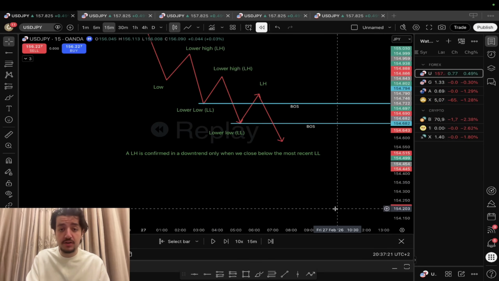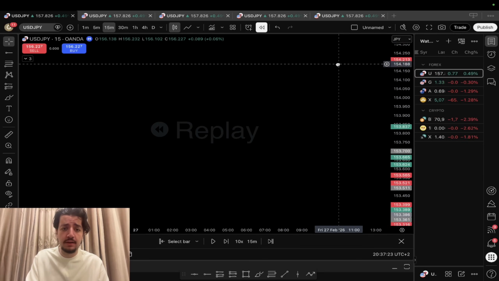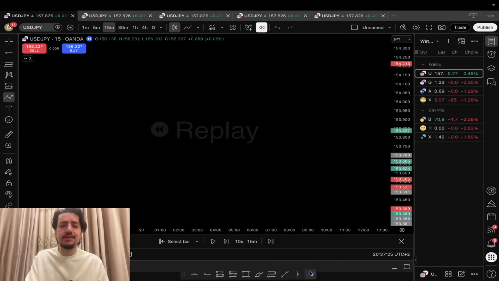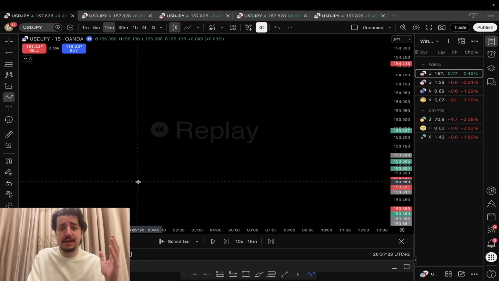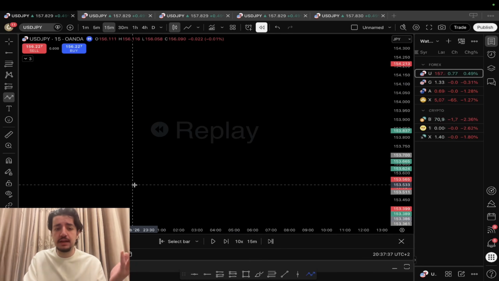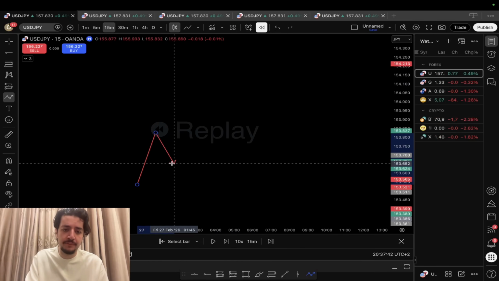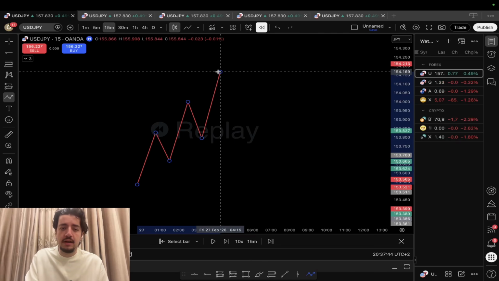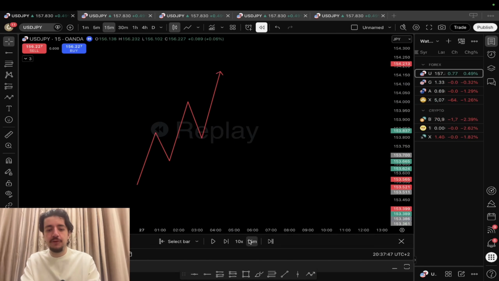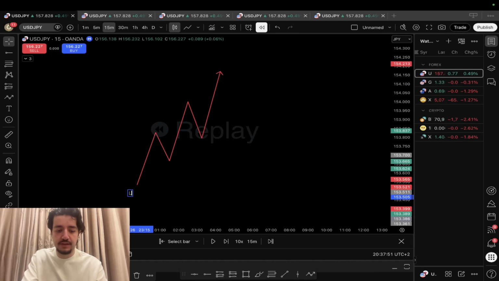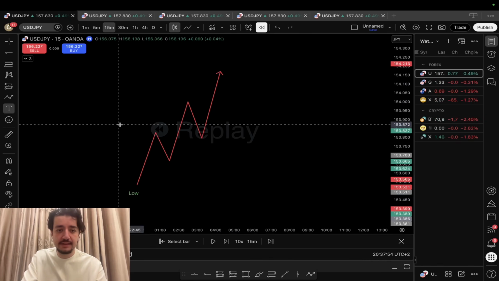Now, if you understood this part, that would be amazing. It will be even easier to understand how an external uptrend works, because it's pretty much the same as how an external downtrend works, just the opposite way. And if you didn't understand the first part, then you're 100% gonna understand it from here. Now for the external uptrend, instead of lower highs and lower lows, we have higher lows and higher highs. So this is a low, and this is a high.